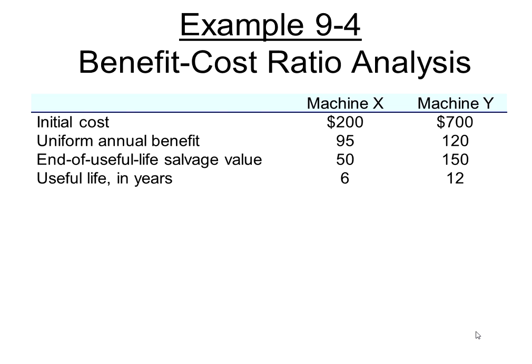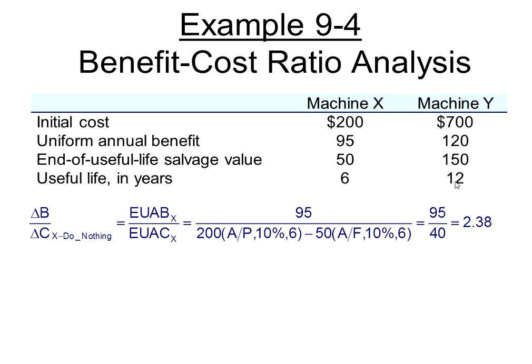Another example: we have here a benefit to cost ratio analysis, machine X and machine Y, two machines. We have initial cost, uniform annual benefits, end of useful life salvage value, and we also have useful lives in years. Notice here the useful lives in years are different. We have 6 and 12, so they're not the same. So again, we need to make sure we're comparing apples to apples.